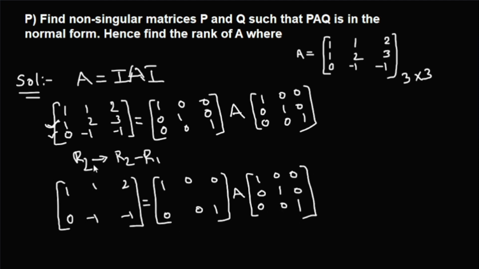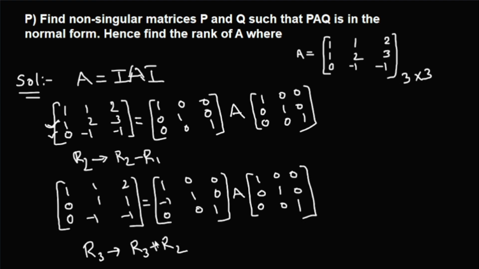Right. Now R2 minus R1 is 1 minus 1 0, 2 minus 1 1, 3 minus 2 1. Here 0 minus 1 minus 1, 1 minus 0 1, 0 minus 0 0. Now we have 0 1 1 here, 0 minus 1 minus 1 here. You just add R3 and R2. R3 implies R3 plus R2. What will you get?